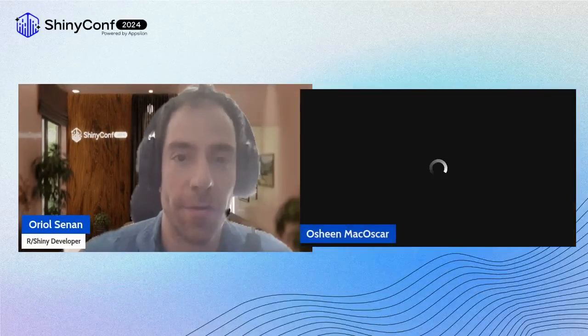So, welcome back. We have the next block of interesting talks ahead of us. And the first one will be entitled Using Google Lighthouse to Analyze Shiny Applications. It will be presented by Oshin McCosker. Oshin is a data scientist and trainer at Jumping Rivers, and his background is in mathematics. So, we are pleased to have you here with us. When you're ready, you can start, Oshin.